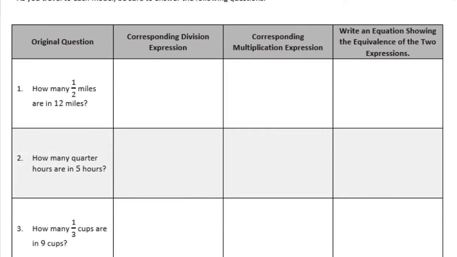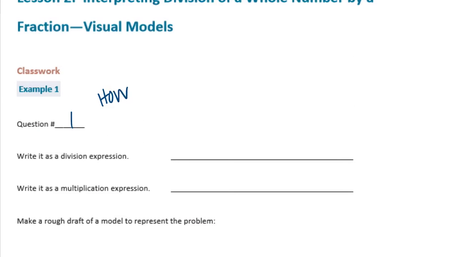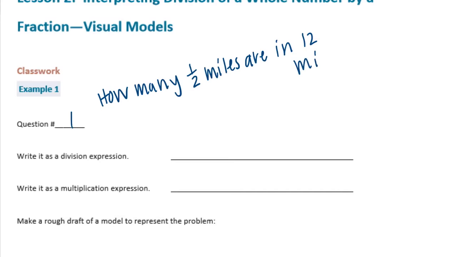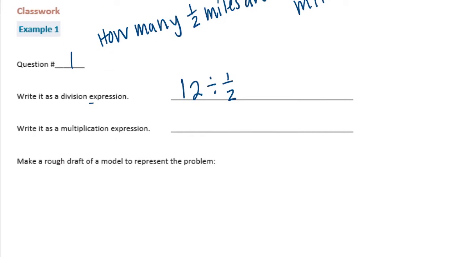And it says, how many half miles are in 12 miles? So we want to know, how many half miles are in 12 miles? So we want to write it as a division expression. So what we're doing is we're figuring out how many halves are in 12. So we're taking 12 and splitting it up into halves to see how many we would get. Now remember, it's an expression, which means we just leave it like that. It doesn't need to have an answer or an equal sign.